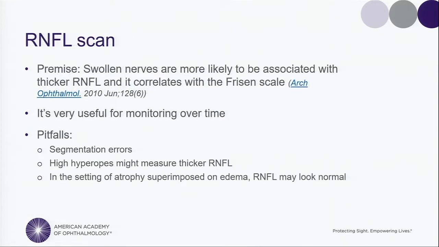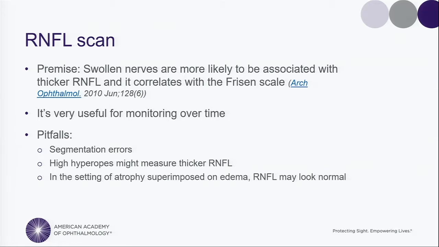The first one is a retinal nerve fiber layer scan. It's quite easy to understand why we use it. The premise is that a swollen nerve is more likely to be associated with a thicker retinal nerve fiber layer, and it actually correlates with the Frisén scale. That's a paper that was published in 2010. It's very useful for monitoring over time.